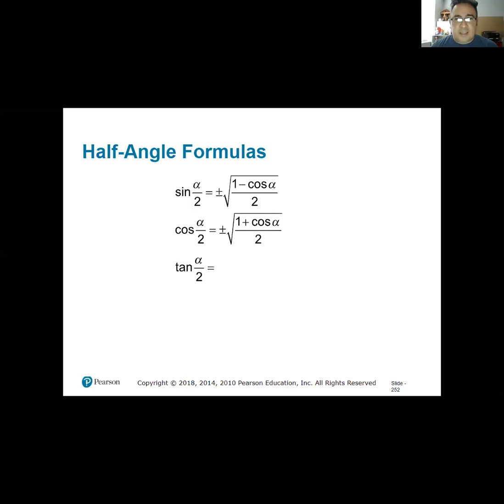So it's going to be, the last one is going to be plus or minus the square root of what, Talia? What over what? 1 minus cosine of alpha over 1 plus cosine of alpha. Very good. Okay, good job. So it's going to cancel each other out.